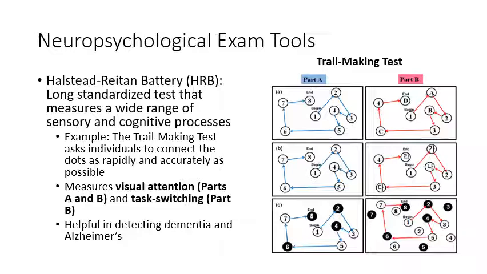Part B looks at task switching because you're asked to switch from a numeric sequence to an alphabetic sequence. So you're asked to go 1 to A to 2 to B. So you're task switching. So you always have to go back and forth and remember where you were. And so here we can detect things like dementia and Alzheimer's and perhaps some cognitive malfunction.